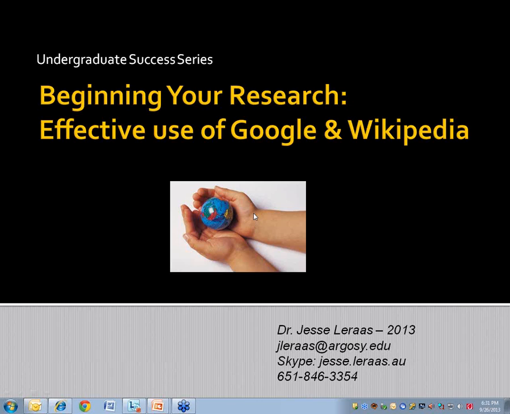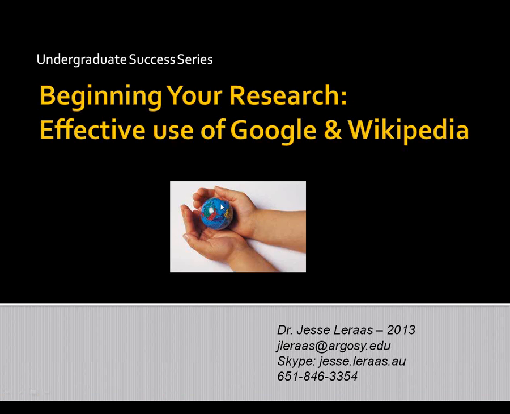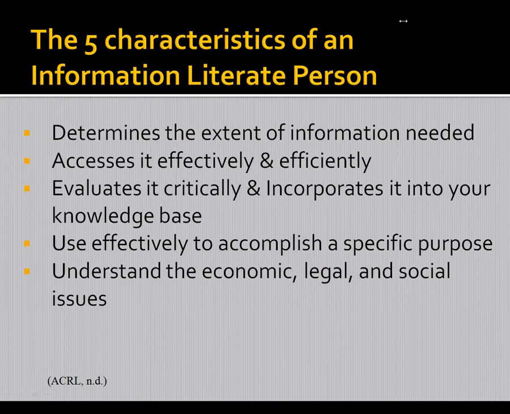As I mentioned before, what we're going to talk about is effective use of Google and Wikipedia. If you were in our first session, you've heard this already, but one of the things that librarians are tasked with doing is helping students become more information literate. One of the things we talked about before are the components of an information literate person. This evening, here are the 5 characteristics of an information literate person. What we're going to focus on is the ability to access information effectively and efficiently and then evaluate it critically. We're going to talk about how to use some of the resources that are out there on the internet for you.